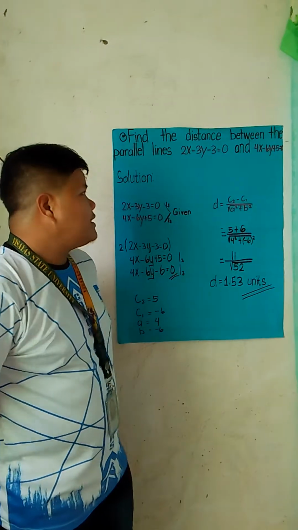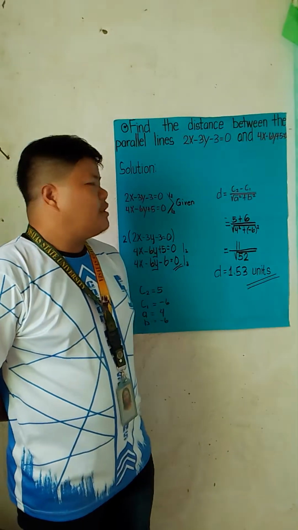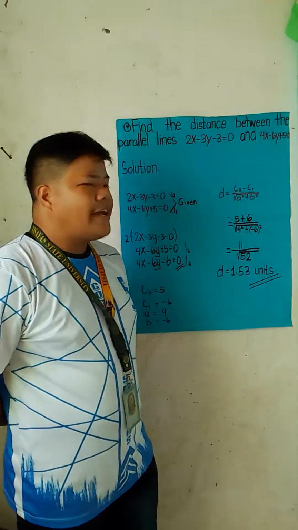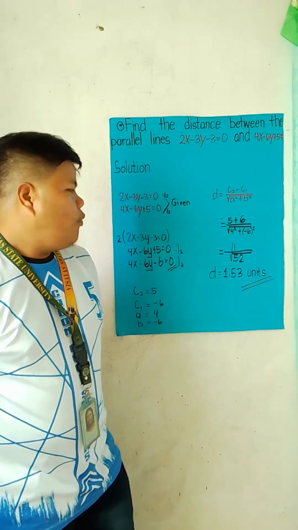So now our distance between the parallel lines 2x minus 3y minus 3 is equal to 0 and 4x minus 6y plus 5 is equal to 0 is 1.53 units.